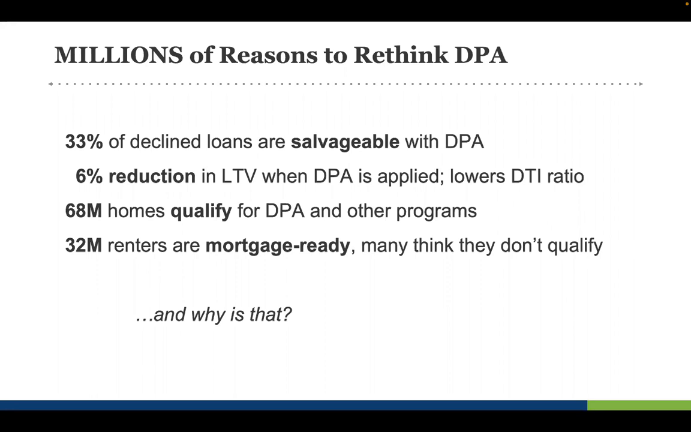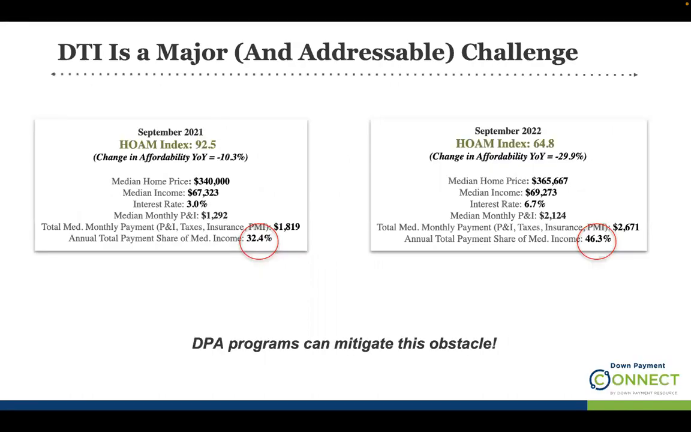We did another study a couple years ago, found that about 32 million renters, those were millennial renters, were mortgage ready at that time, but many of them don't think they qualify. Why? We already uncovered one reason, because they think they have to have 20% down. Here's another reason. Debt to income is a major challenge, but we've already discussed how we can address it.